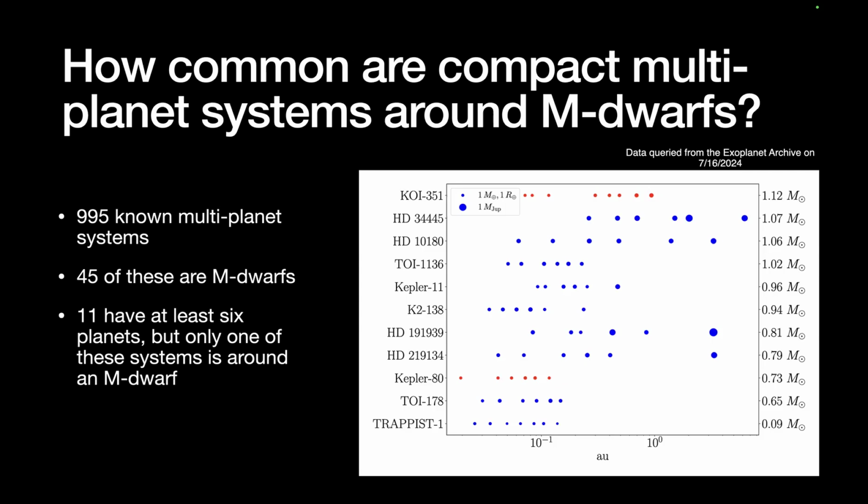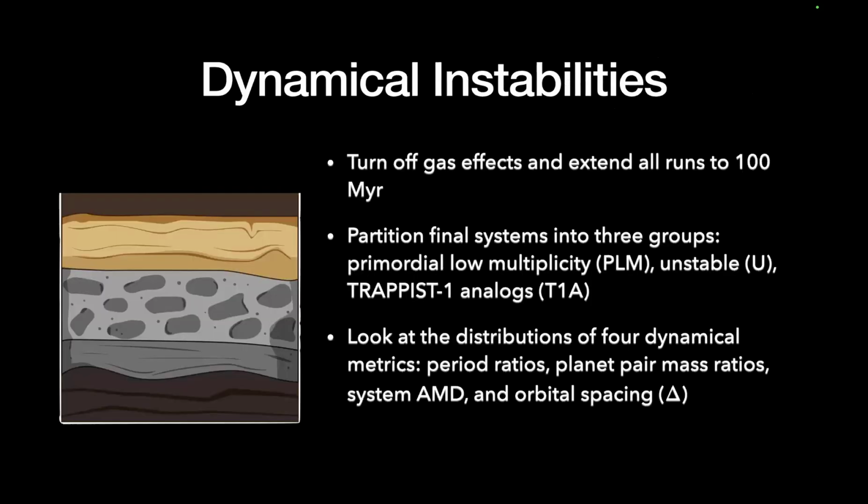We're not finding the same compactness and multiplicities around M-dwarfs. So to answer this question, we looked at our previous simulations, which were initially integrated for just 3 million years. We turned off all gas effects. So no more inwards migration, no more eccentricity or inclination dampening from gas drag. These bodies are now free to interact through purely gravitational forces. And we extend those simulations up to 100 million years. We then look at the final system architectures at 100 million years compared to what they were at 3 million years. And based on that evolution over that time, we break the runs into three groups.